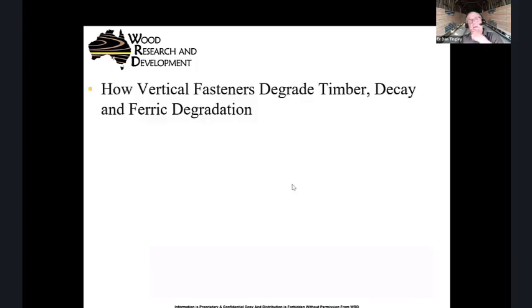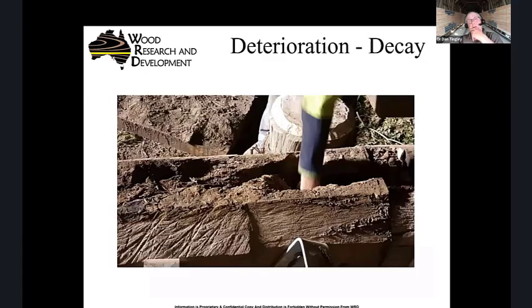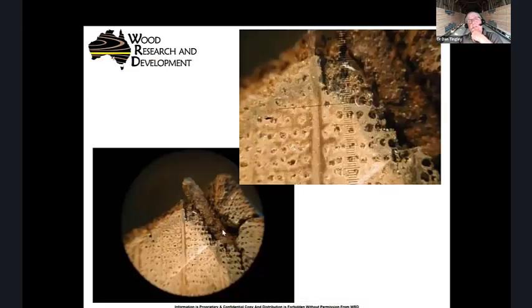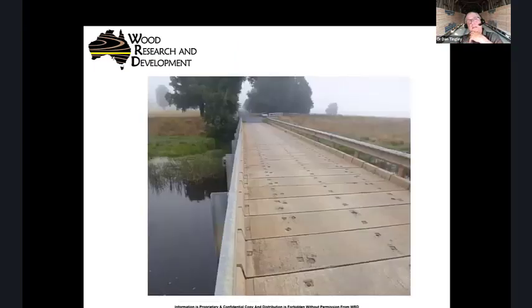So vertical fasteners lead to degradation of the timber and ferric degradation. You can see here, ferric degradation. That's ions, ferric ion embrittlement of the lignin, which opens up the wood around the fastener, letting more water in.